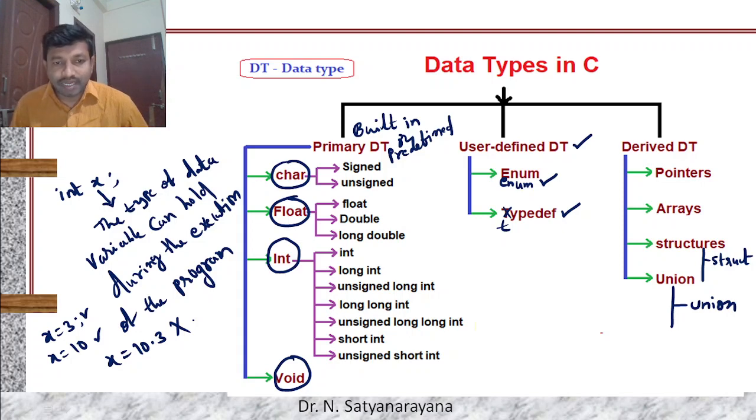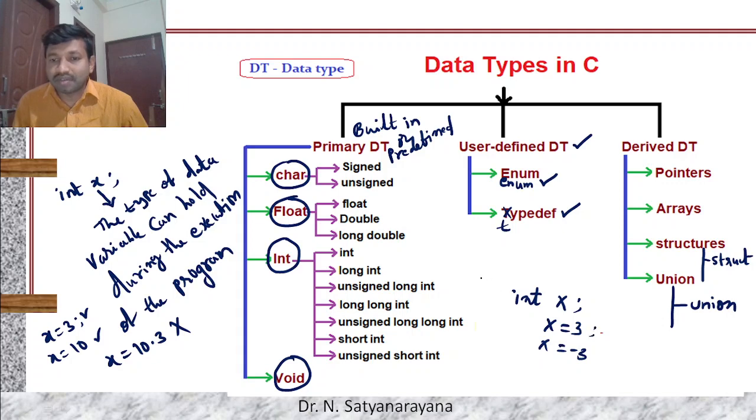Now if you look at this, we have basic primitive data types, four types: char, float, int, and void. Again, if you take any data type, there are different flavors. Say int is taken. So if I say int x, okay, now here x can be given a positive value and x can also be given negative values.